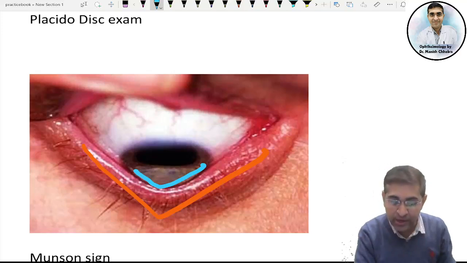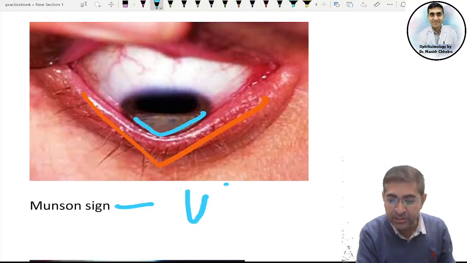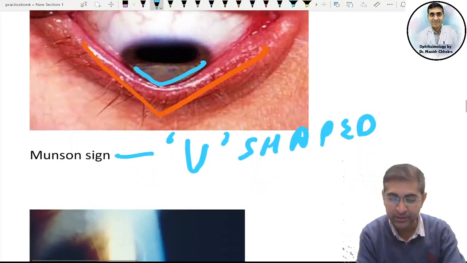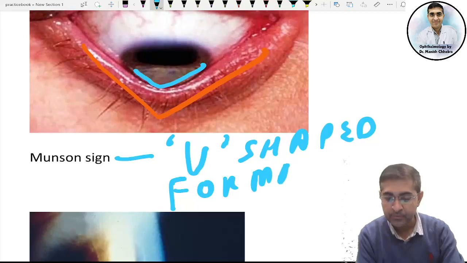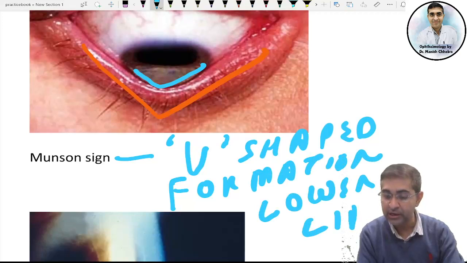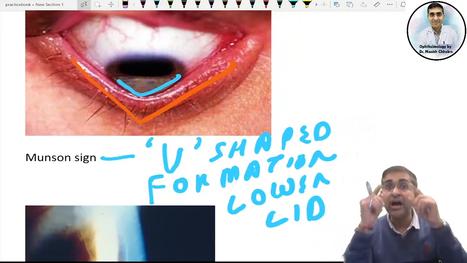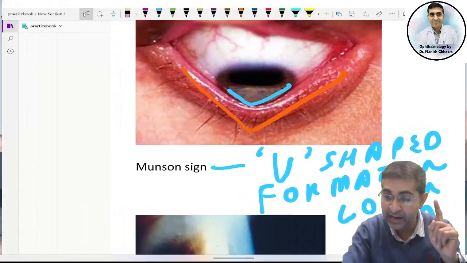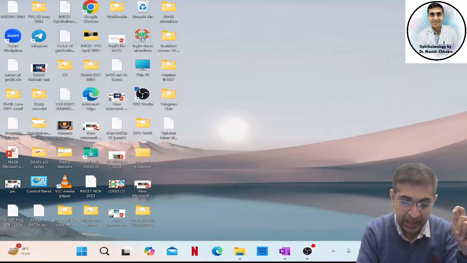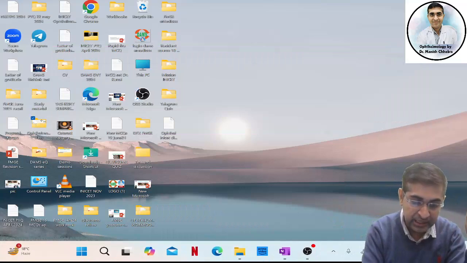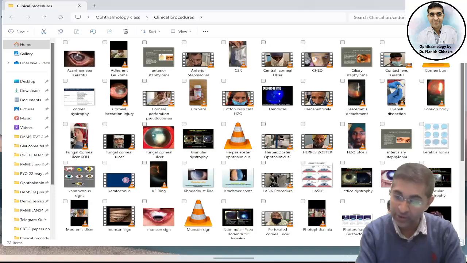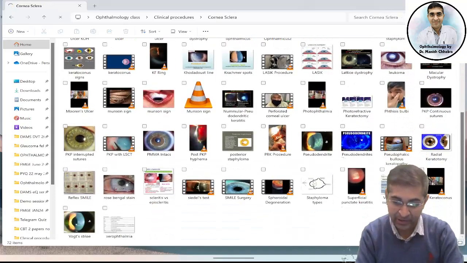So this is known as Munson sign. That means V-shaped formation of the lower lid when the patient looks downwards. This is also your previous year question. Don't worry, I am going to show you one patient and then you will actually see how it looks like. I expect you to tell me that, okay sir, this is the keratoconus.